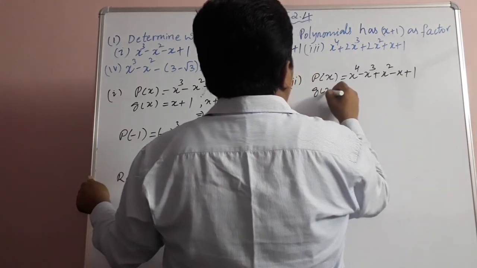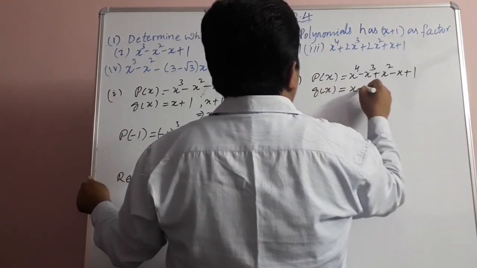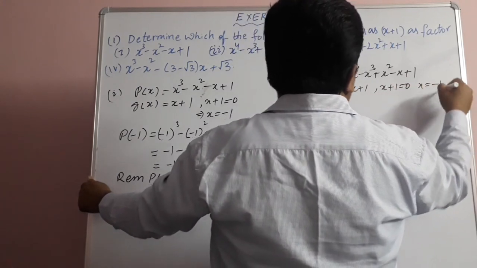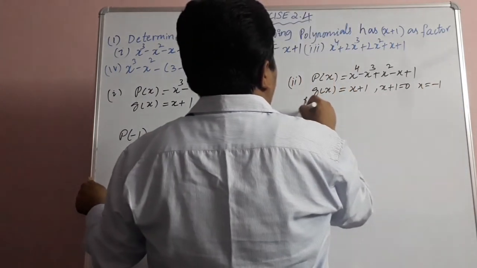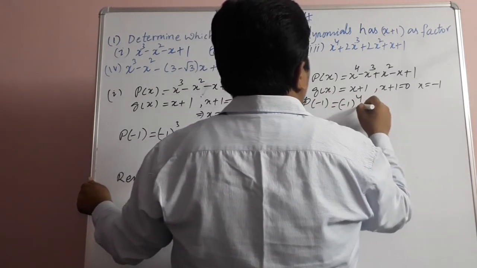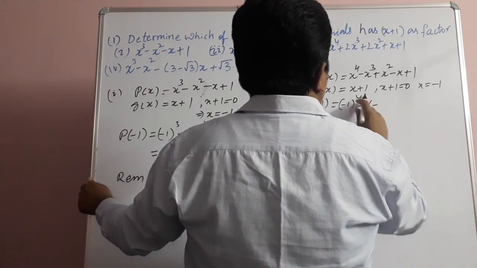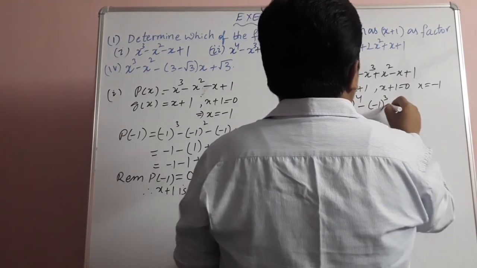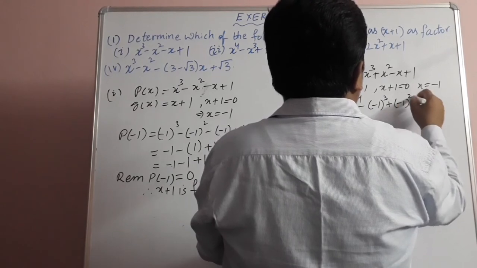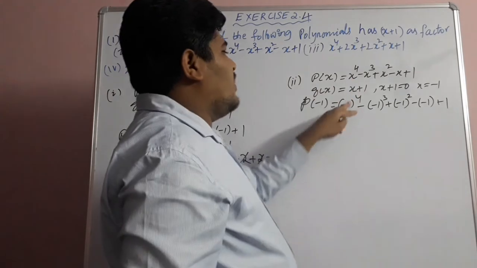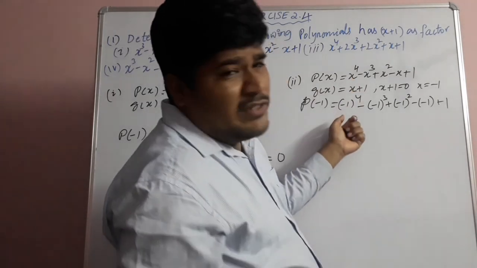So we are dividing it with the linear polynomial x plus 1. Where x plus 1 is equal to 0, x is equal to negative 1. Now we need to find the remainder, that is p of negative 1: (-1)^4 minus (-1)^3 plus (-1)^2 minus (-1) plus 1. Okay, so just replace x with negative 1, children.